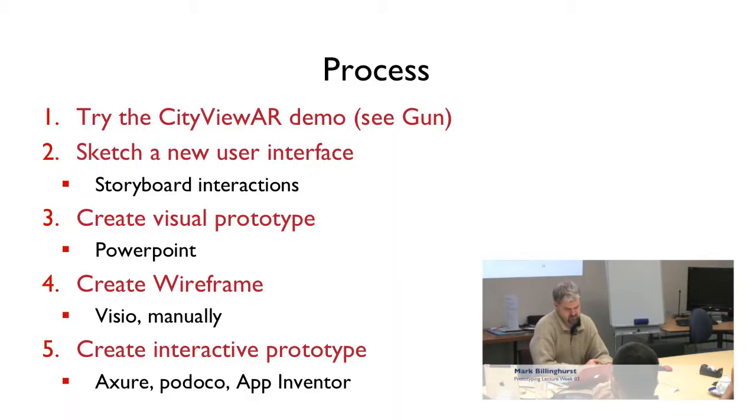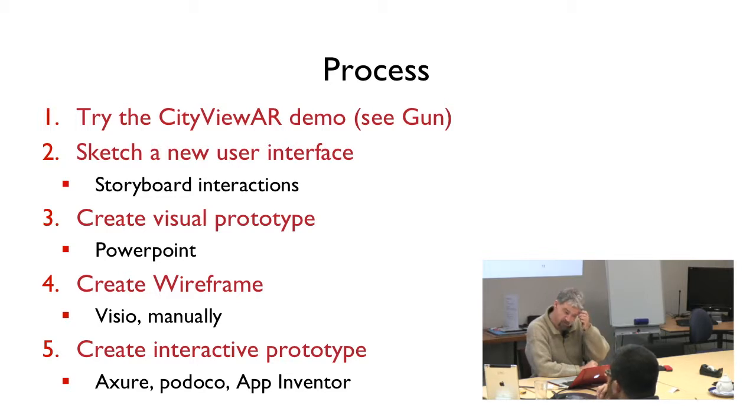So as I said, this is the process for the assignment. You should try the CityView AI demo. You should sketch a new user interface, create a visual prototype using something like PowerPoint, so you can make it. PowerPoint allows you to overlay buttons on the screen, things like that.